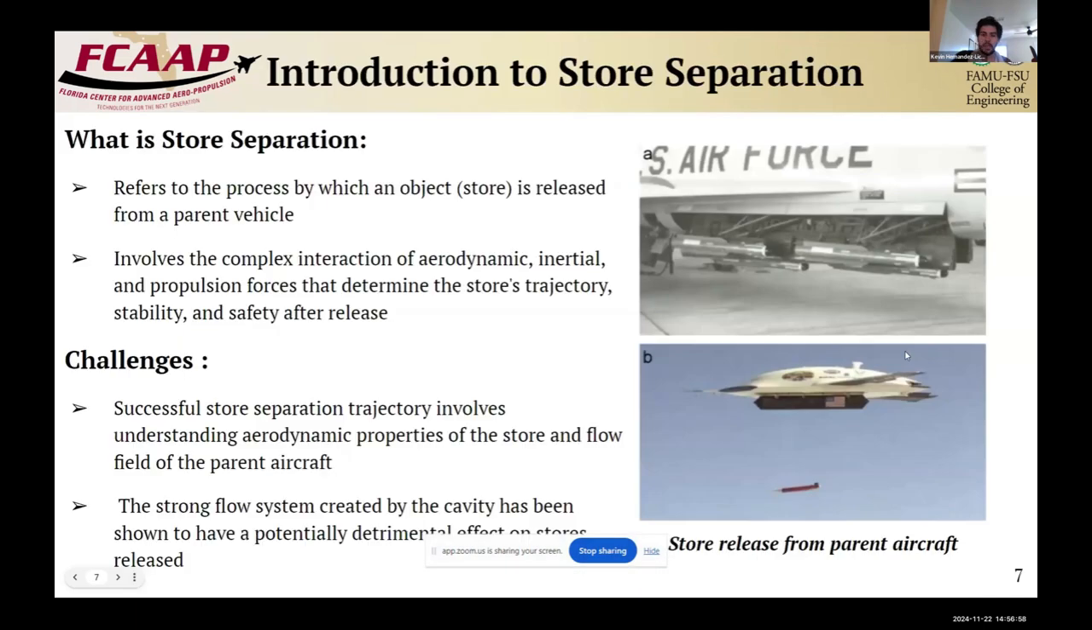So now, what is store separation? Store separation refers to the process in which an object, which we call the store, is released from a parent vehicle, and it creates a complex problem where we have to look at the aerodynamic, inertial, and potentially propulsion forces on the store to determine its trajectory. We aim to understand these factors so we can have a stable and safe release.